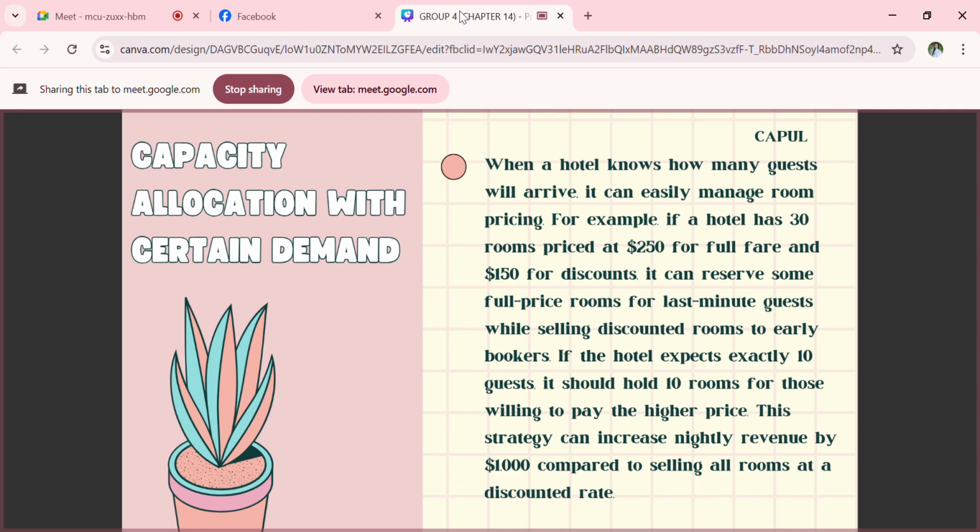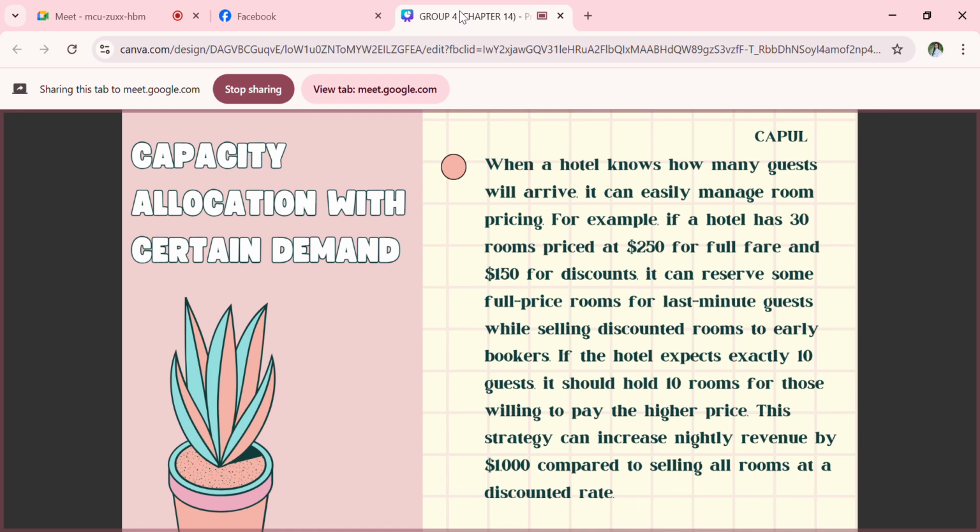And lastly, we have capacity allocation with certain demand. A best example for this is the hotel. When a hotel knows exactly how many guests will come, it can easily manage its room prices. For instance, if a hotel has 30 identical rooms with a standard price set at $250 per night and a discounted price of $150, the hotel can use a strategy to maximize its earnings.